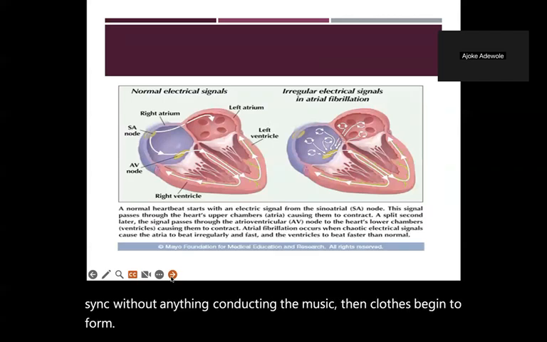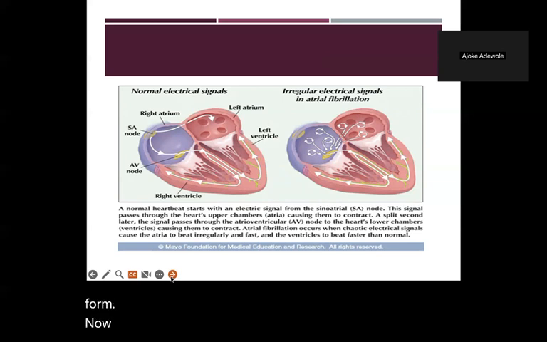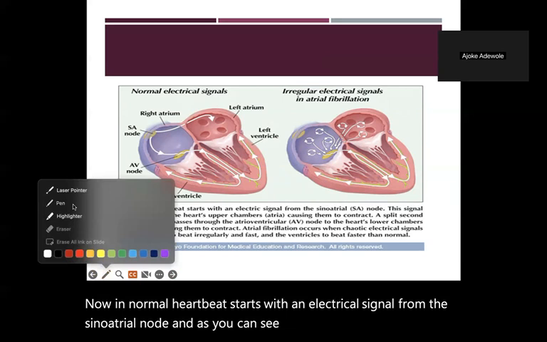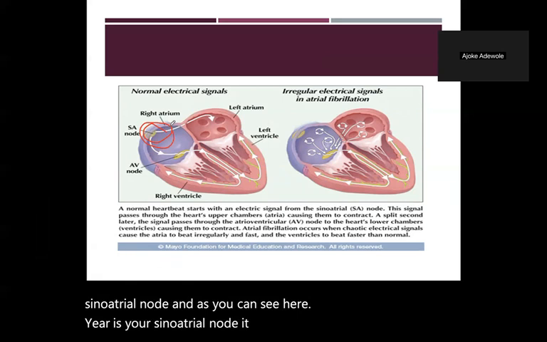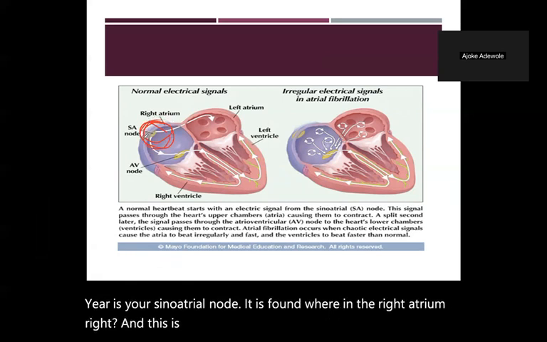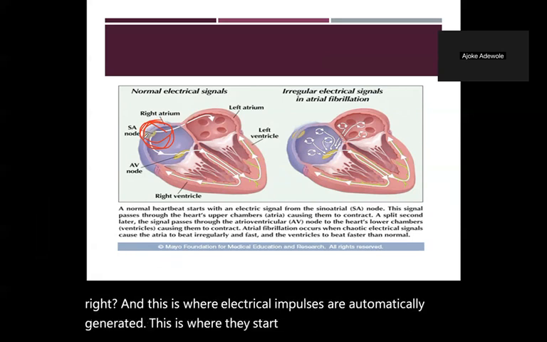Now, a normal heartbeat starts with an electrical signal from the sinoatrial node, and as you can see here is your sinoatrial node. It is found where? In the right atrium, right? And this is where electrical impulses are automatically generated. This is where they start from. This is where they are created.